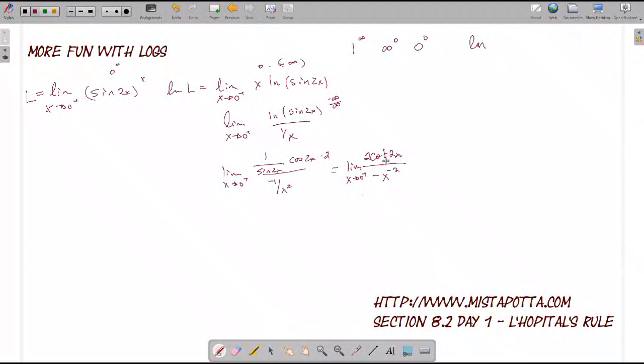And what I can do is rewrite this as the limit as x approaches 0 from the positive side. Having a negative exponent in the denominator is the same as having a positive exponent in the numerator, and having cotangent in the numerator is the same as having tangent in the denominator. So I really could look at this as being negative 2 times x squared over tan 2x. And I can see that this is a 0 over 0 indeterminate form. So I'm going to use L'Hopital's one last time here.